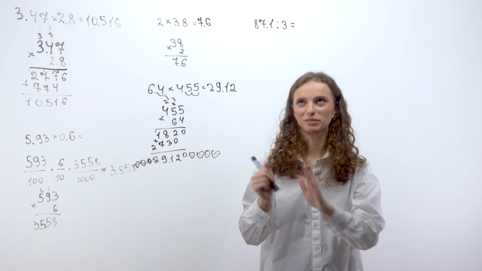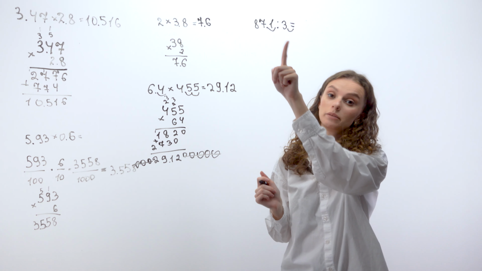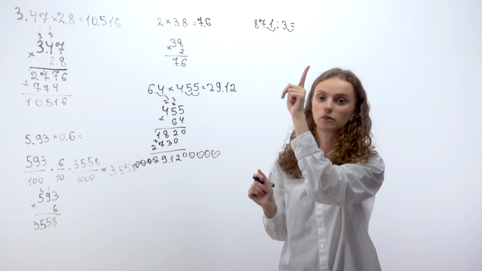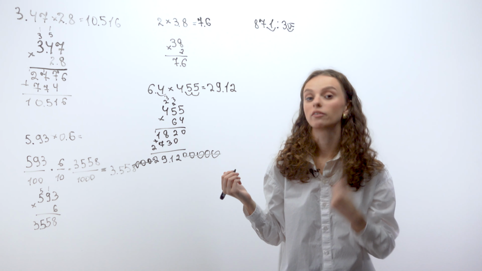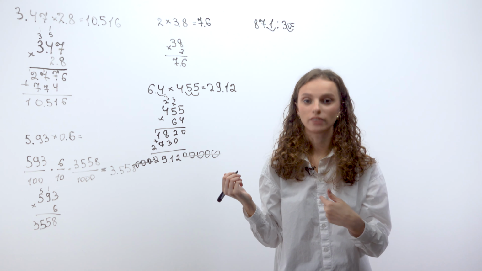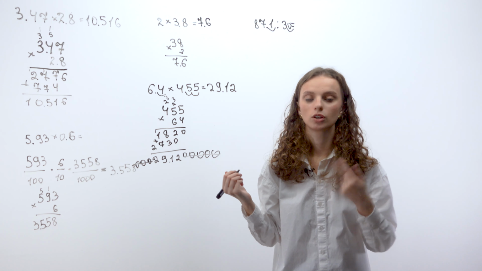I'm going to show you what I mean. This 3 has an empty space. The empty space is going to be filled with a 0. What I'm finally going to have is 871 divided by 30. Use long division.